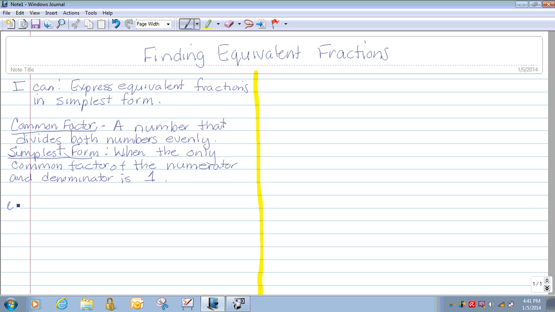So let's look at an example. Push pause first. Okay, our example is to find all fractions equivalent to 8/12.